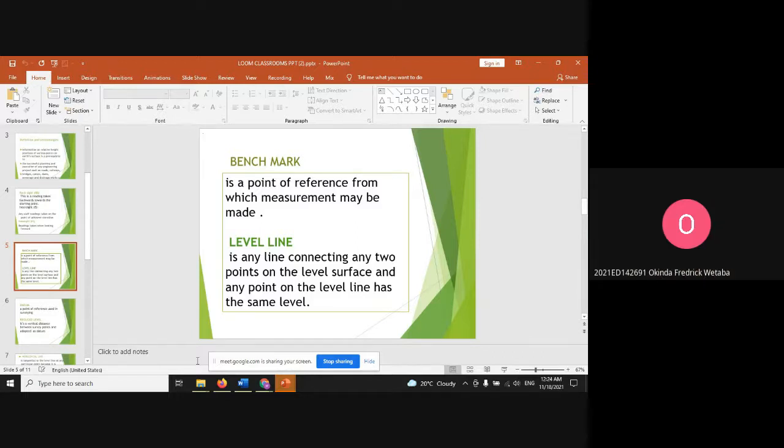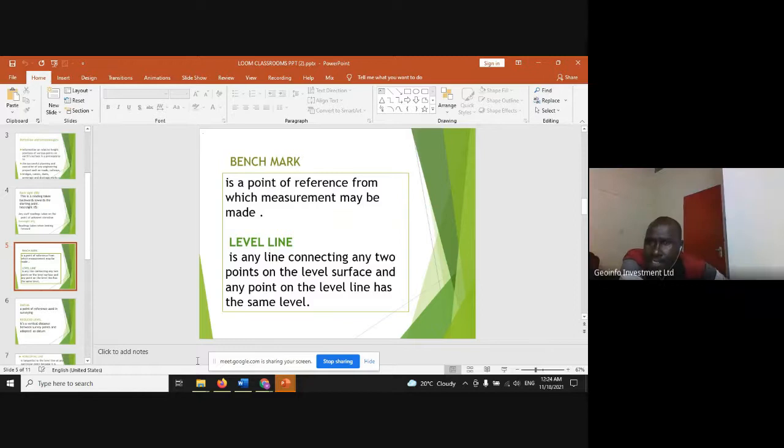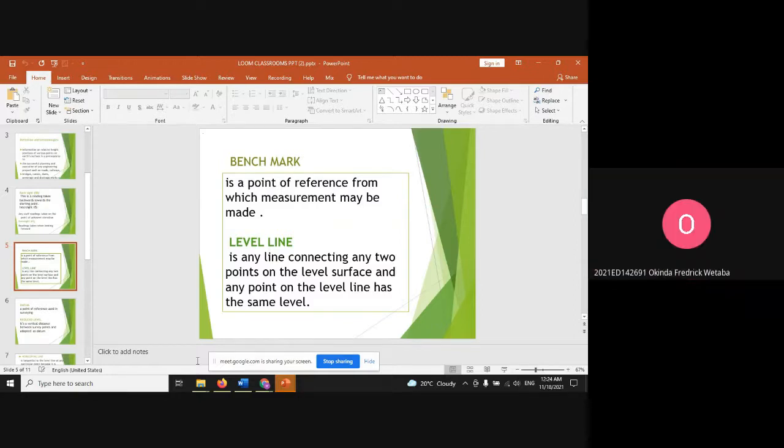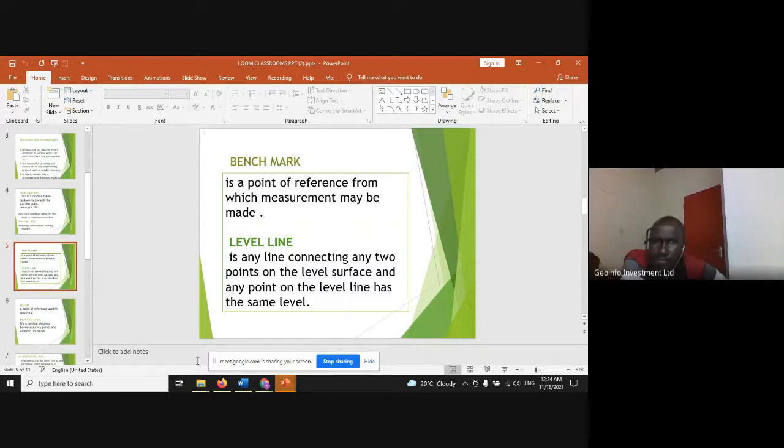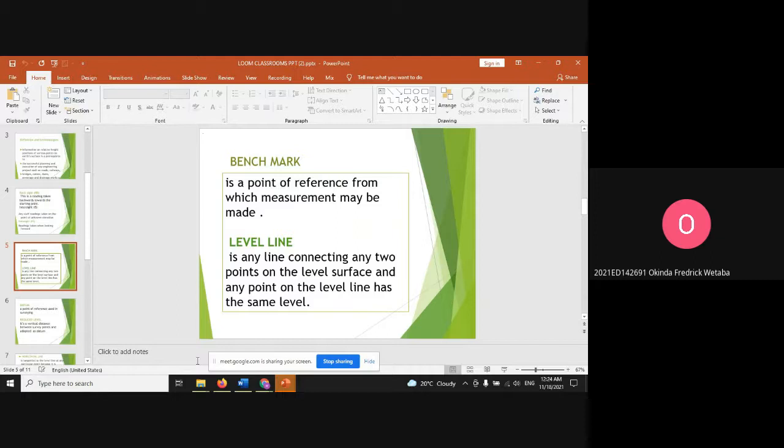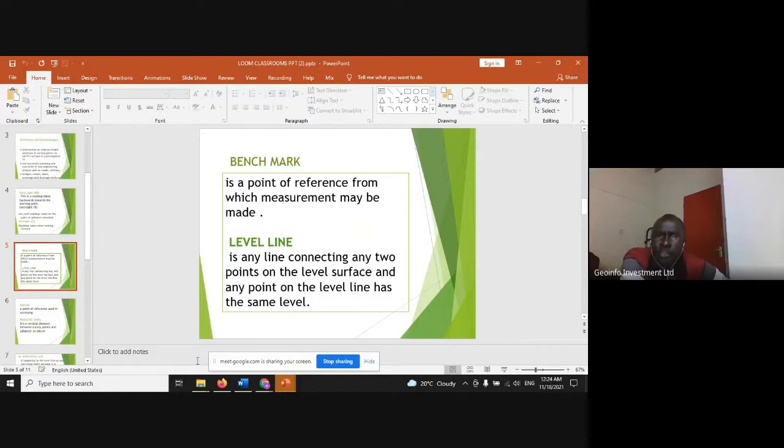I can assist. So last time we said the benchmark is a point of reference, or is a point of known elevation. So benchmark is a point of reference from which all the measurements are made. So that is actually the benchmark, and that is correct. Now, Otto, are you in?